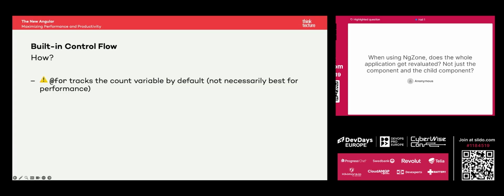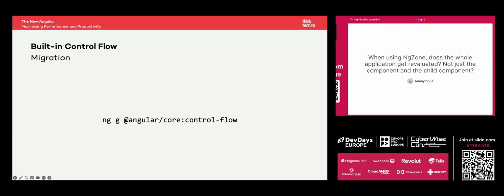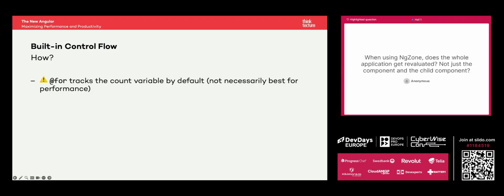Okay, how can you do it? Oh, sorry, let me just show that slide before. This is the migration that you can run. This time ng generate @angular/core:control-flow, just as with standalone. But be aware that @for will track the count variable by default, which is not the best or the optimal way. So if you have an ID, you want to track that.